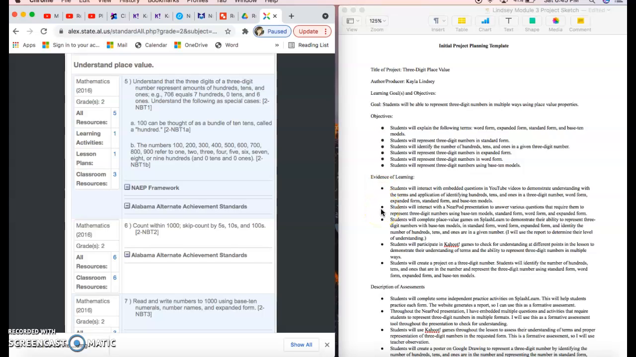I have a Nearpod presentation. Throughout that presentation, there are different questions that allow them to practice drawing the models or representing the numbers in standard form, word form, or expanded form.